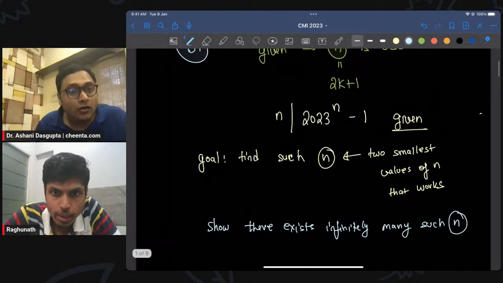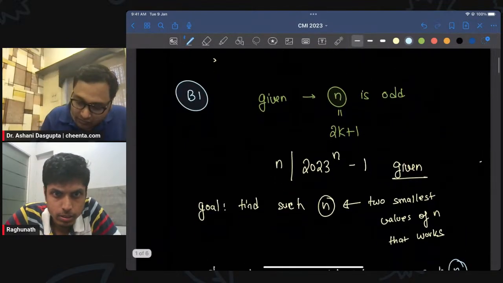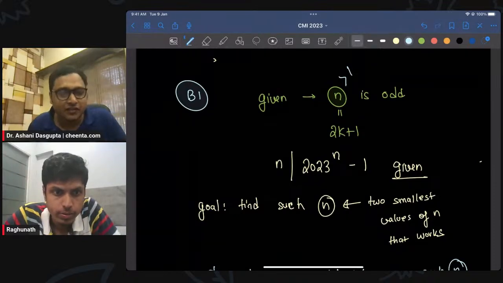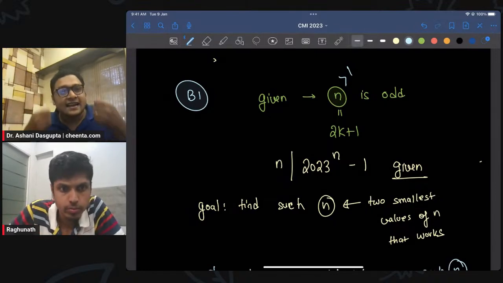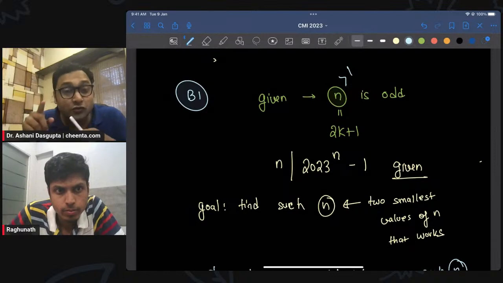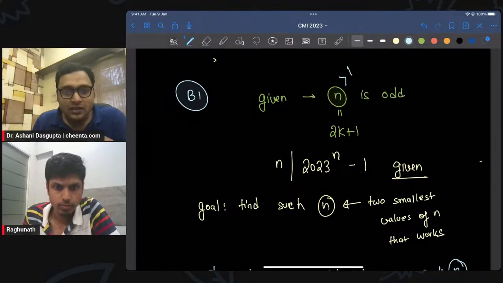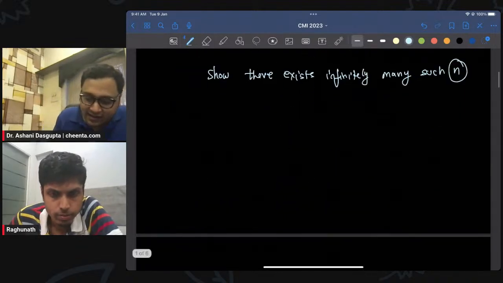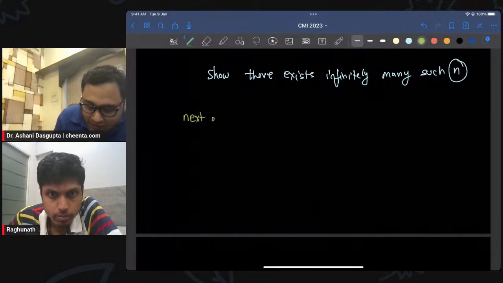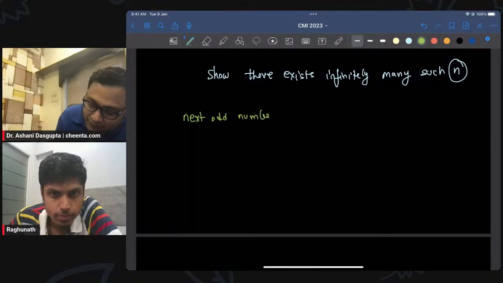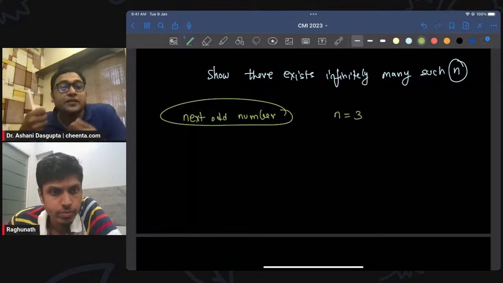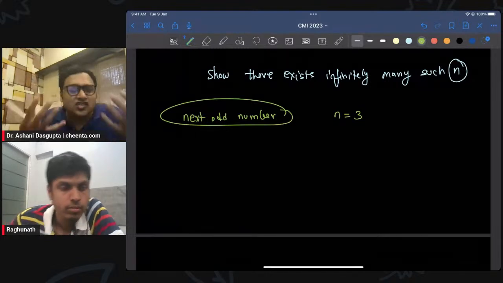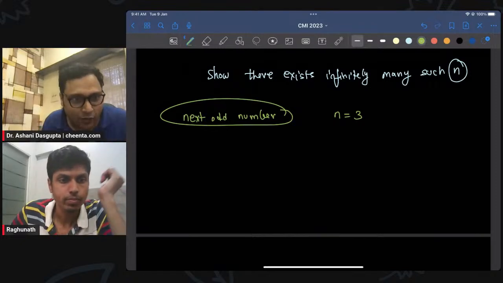So how do we go about showing it? Of course, n is greater than 1; 1 works trivially, so 1 is not that interesting. N is greater than 1, n is odd, and n divides 2023 raised to n minus 1. So the first thing is this, that if you plug in the next odd number, that is n equals 3. So we have to start with odd numbers which are greater than 1. So let's check with n equals 3 and see what works and what doesn't.